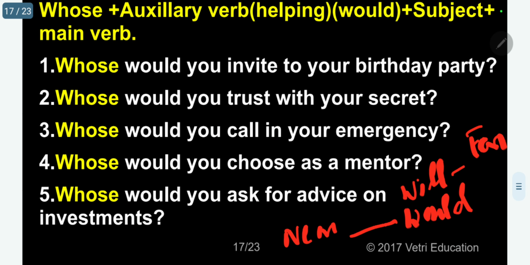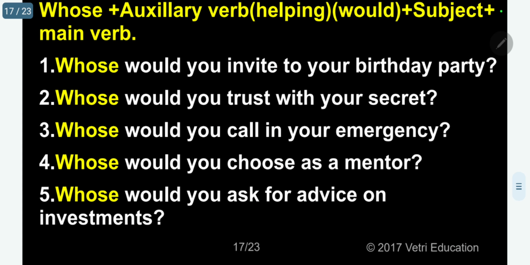That means would means certain, 100% will do. Will means may or may not. That is the main difference. Please follow. So it is not past tense. The same way it will be applicable for can, could, may, might, etc. Right. Whose would you invite to your birthday party? Invite, main verb, would, auxiliary.